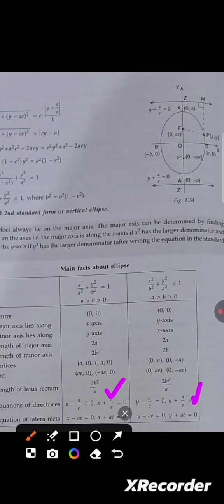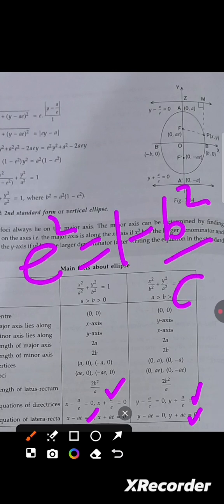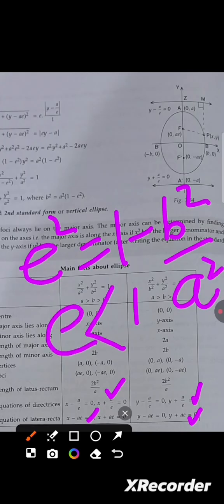And one more difference is the equation of latus rectum: in the first case it was x equal to plus minus ae, and in this case it is y equal to plus minus ae. And e is the same for both. e square is equal to 1 minus b square by a square, and e is always less than 1 for any kind of ellipse. The e value is positive and in between 0 and 1, because it represents a ratio.